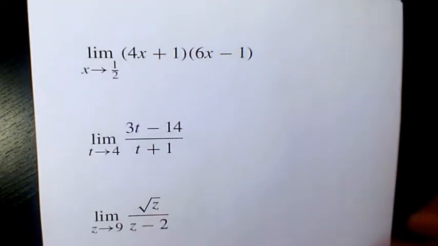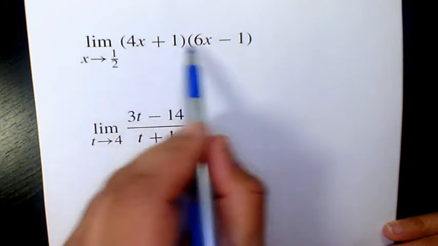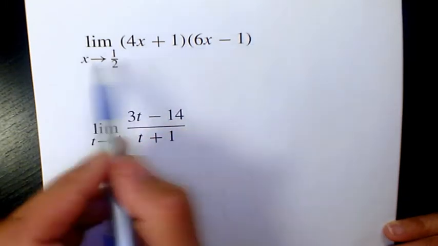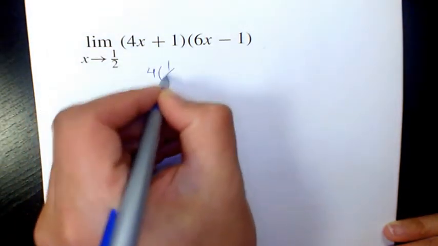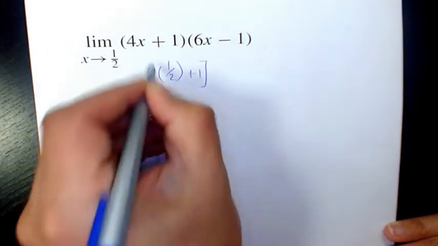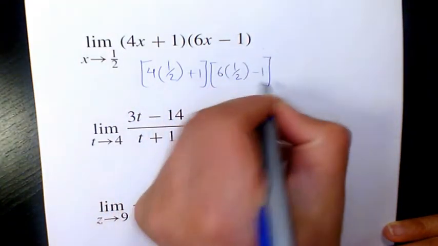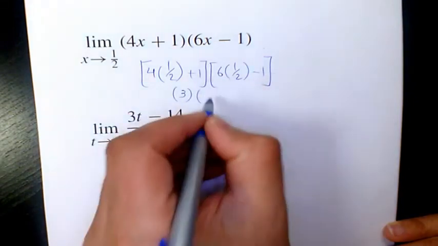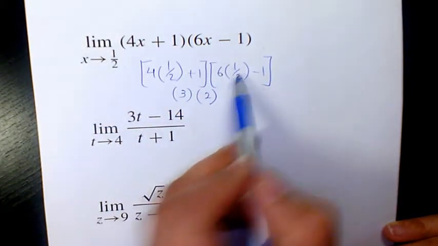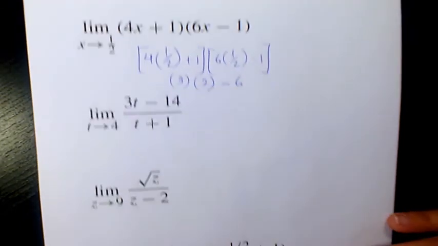Next example. 4x plus 1 times 6x minus 1 when x approaches half. It is going to be 4 times 1/2 plus 1 times 6 times 1/2 minus 1. Which is 2 plus 1, 3. 3 minus 1, 2. Because 6 times half is 3. 3 minus 1 is 2. So 3 times 2, 6.